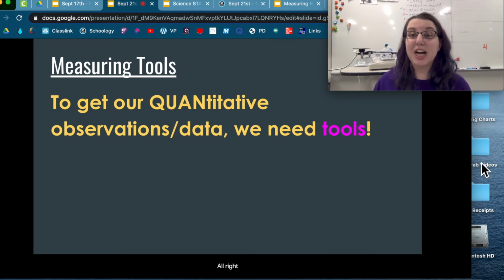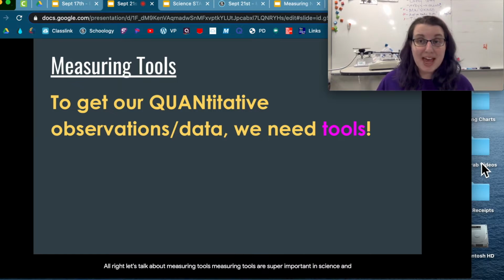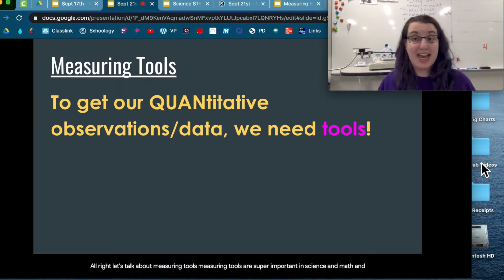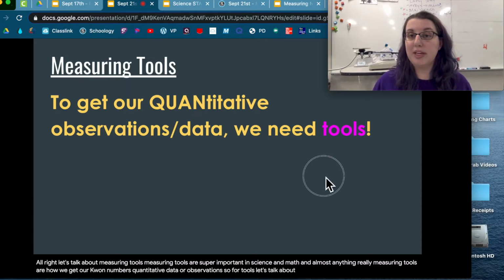All right, let's talk about measuring tools. Measuring tools are super important in science, in math, in almost anything really. Measuring tools are how we get our numbers, quantitative data or observations. So for tools, let's talk about what we might use.